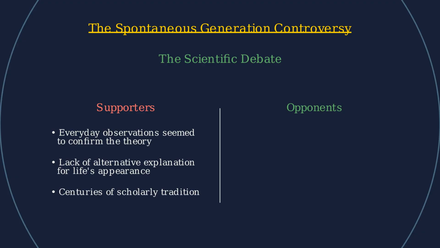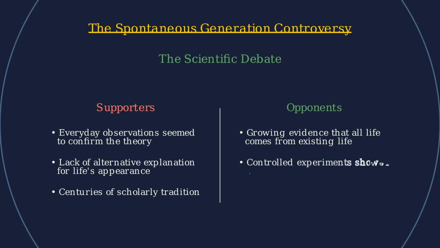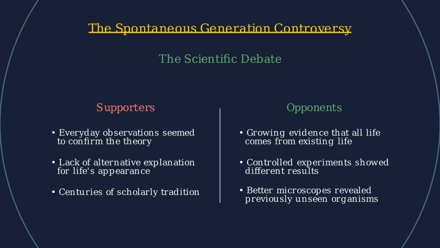They also noted the lack of alternative explanations for life's appearance and relied on centuries of scholarly tradition. Opponents argued that all life comes from existing life. They conducted controlled experiments showing different results and used improved microscopes to reveal previously unseen organisms.